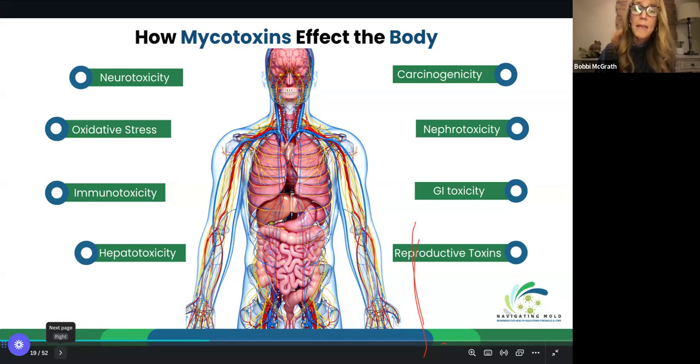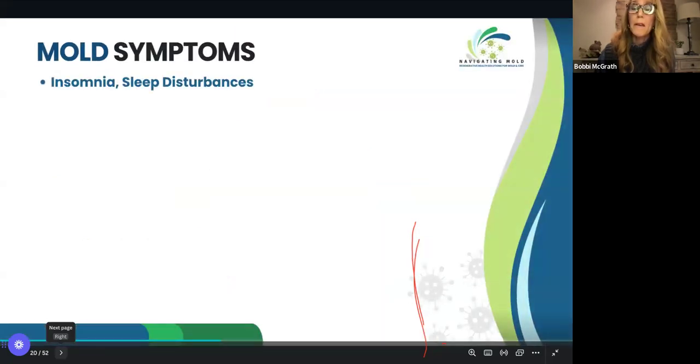Mold does. And then it impacts your liver, which is the hugest filter in your system. Mold can actually cause cancers in the body if left untreated for long enough. It impacts your kidneys so that you're not filtering, impacts your GI tract, and even reproductive toxins happen, where you're having problems with your reproductive system or even reproducing or having a baby or carrying a baby to term.